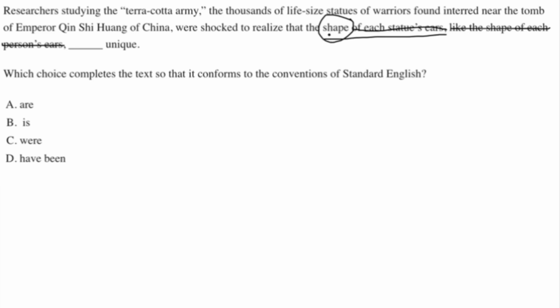So considering that, we have to look at the number and the person of shape. This is third person because it's not I or you, and it's also singular. And this is also present day. That's the other thing that's important to consider because this is still what the shape is today. A, are. That's not right because it's plural. B, is. That can be correct because it's present, it's third person, and it's singular. C, were. Again, this is plural. D, have been. This is in the past, and it's also plural. So not correct. B is our answer.